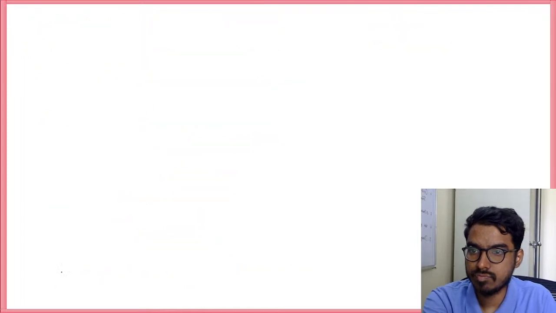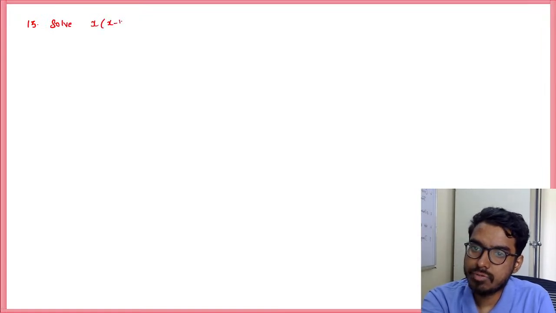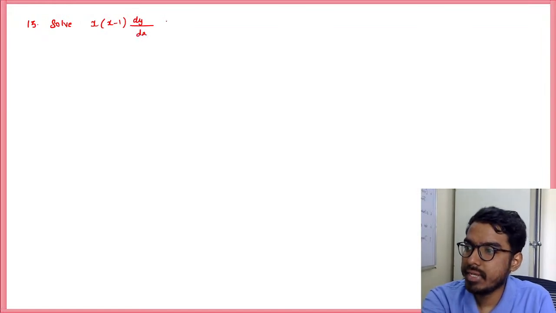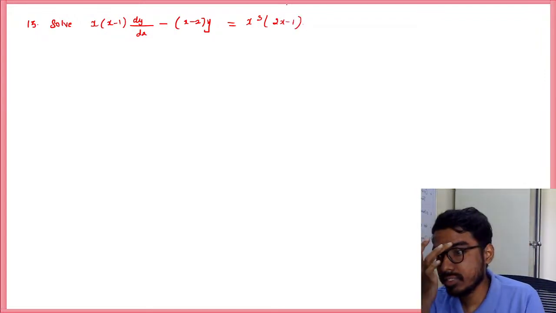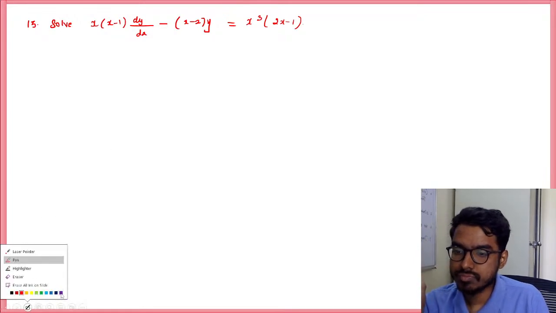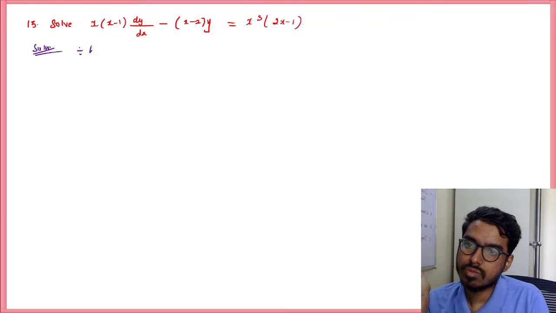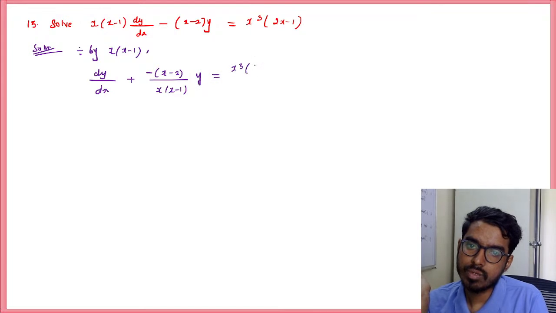Solve x into x minus 1 dy by dx minus x minus 2 into y is equal to x cube into 2x minus 1. So divide by x into x minus 1. Therefore, we have dy by dx plus minus x minus 2 divided by x into x minus 1 into y is equal to x cube into 2x minus 1 by x into x minus 1, which is a linear differential equation, right?